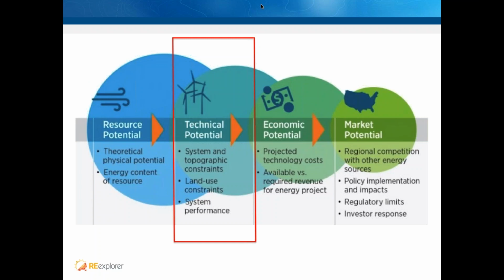Another tool that we have in the READY platform is the technical potential analysis tool. Here in our progression of potential, on the left you'll have the most potential, and on the right you'll have the least potential. And each step along the way provides more filters to refine your analysis to see what the potential for a certain area is. So for technical potential, you can apply exclusions based on land use and system topographic constraints.